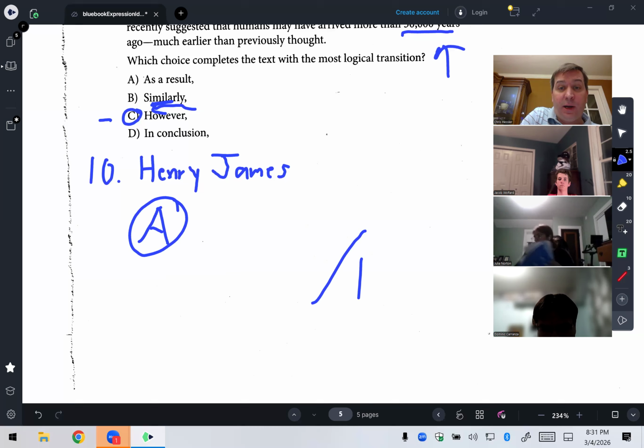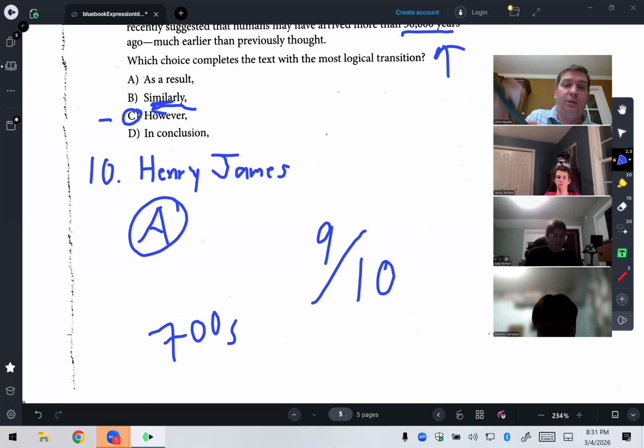Add up how many you got right out of 10. If you only missed one, you're definitely in the 700s. If you missed two, you're probably in the 600s or so. But that's all I have, and we're out of time anyway.